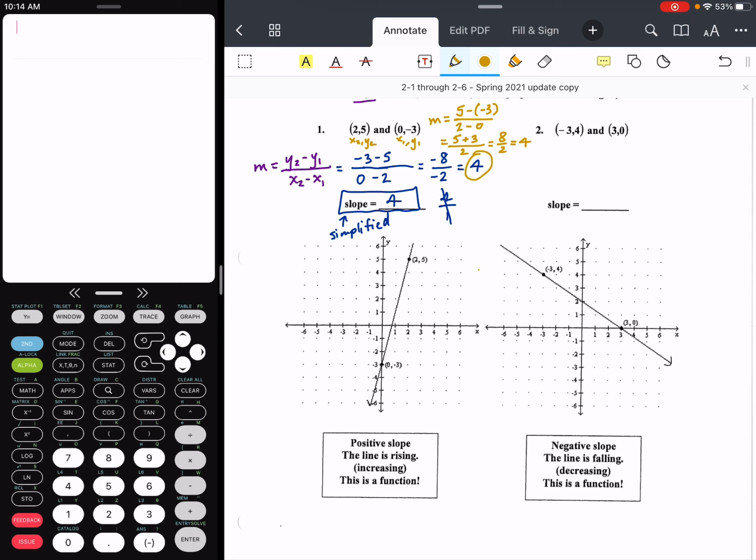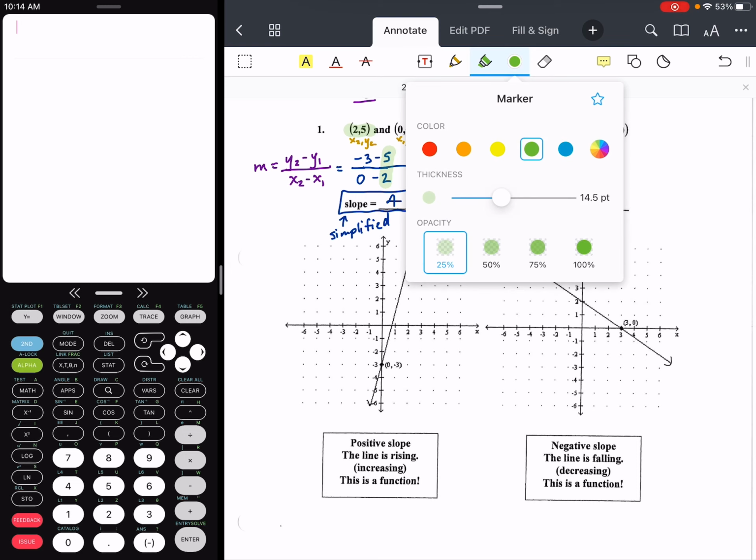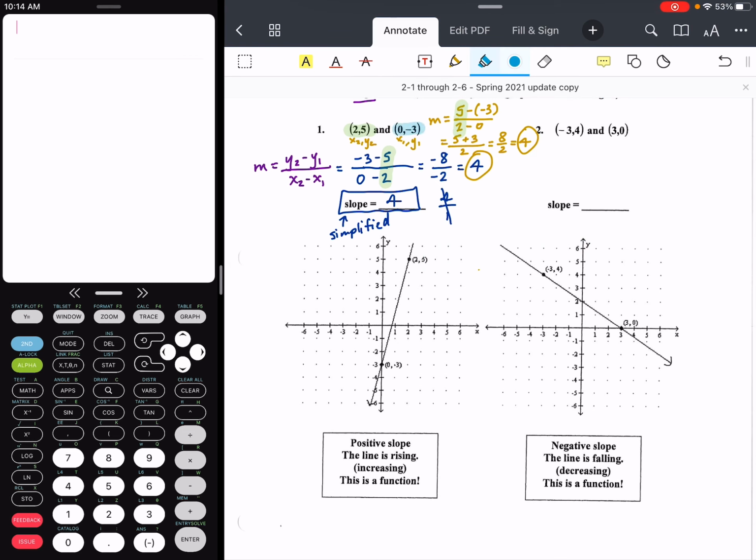So we got positive 4 the first time, we got positive 4 the second time. It doesn't matter which order you put your points in, what you call your 1s and what you call your 2s. What does matter is make sure that vertically you're keeping your points lined up. So here, 2, 5 is a point, 5 and 2 are stacked vertically. Over here, 5 and 2 are stacked vertically, right? So we have 0, -3, 0, -3 stacked vertically. So make sure that you keep that vertical alignment intact.